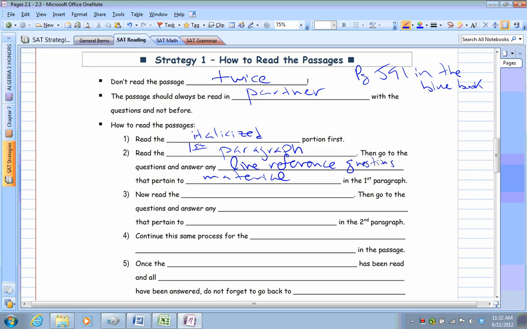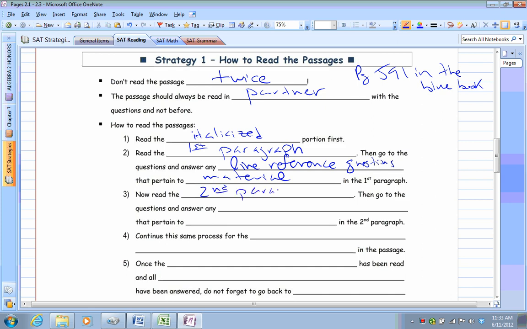Number 18, is that a line reference? Yes. Are those lines in the first paragraph? Yes. So we can do it. Let's go next page, number 19. That's a line reference, but line 26, is that in the first paragraph? Nope. So that's a cue to go back and read again. So now I'll go back, and now I'll read the second paragraph.